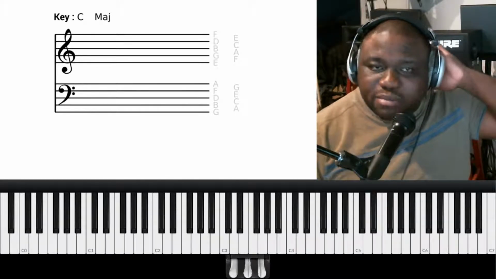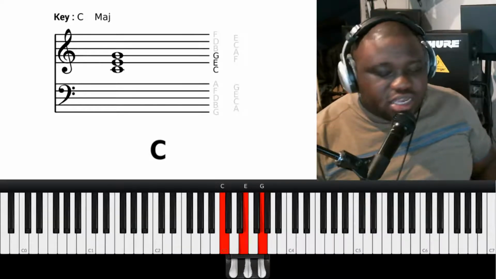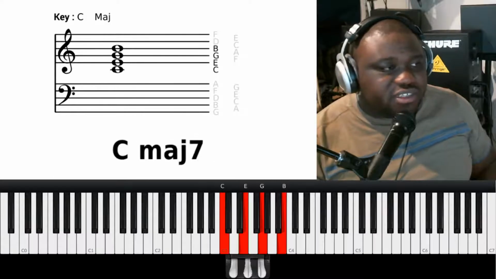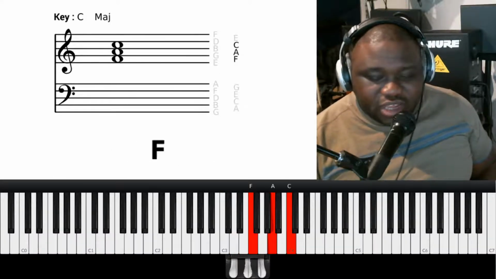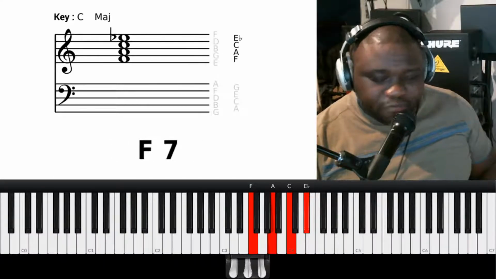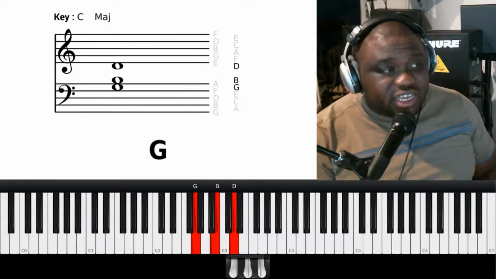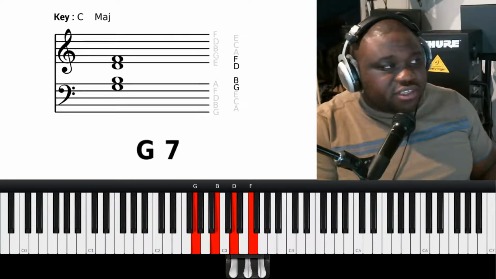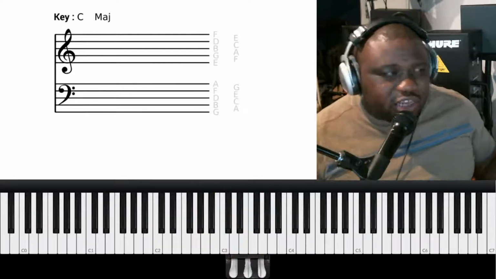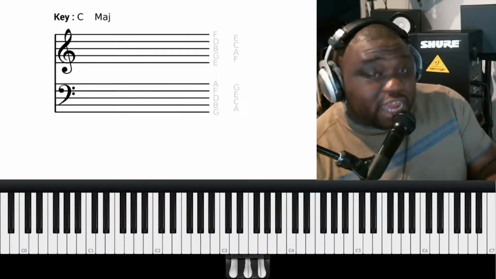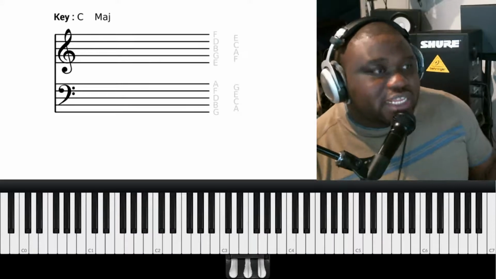Oh, let's do examples. So C dominant 7th, C major 7th. You guys see that? F major 7th, F dominant 7th. You guys get the point? G major 7th, sorry, G dominant 7th. You guys see it? Major 7th, dominant 7th, half step down. You guys get the point? So same concept. Okay. Well, now that we get that point, now let's talk about extensions.